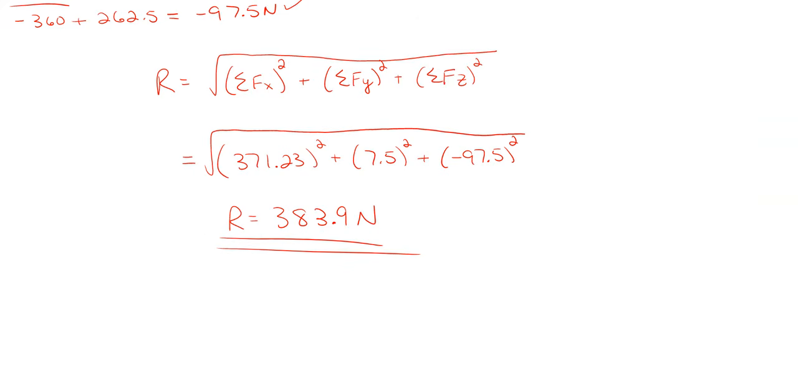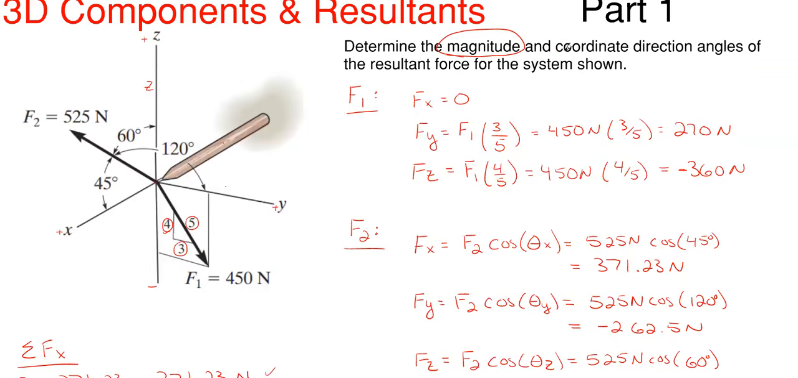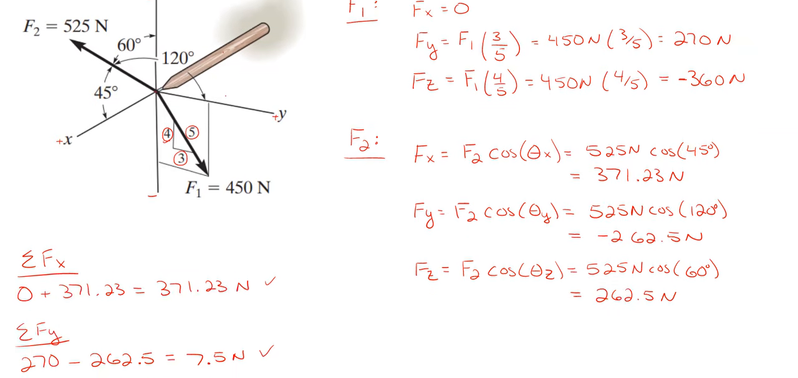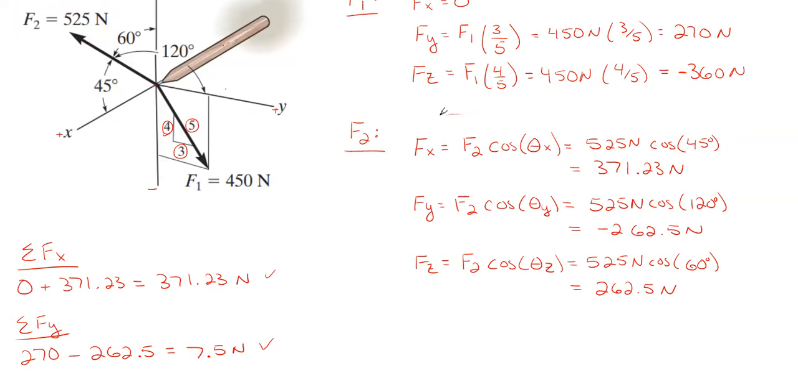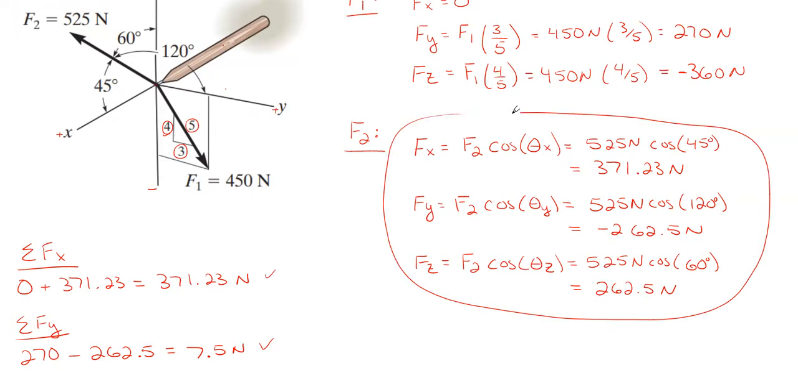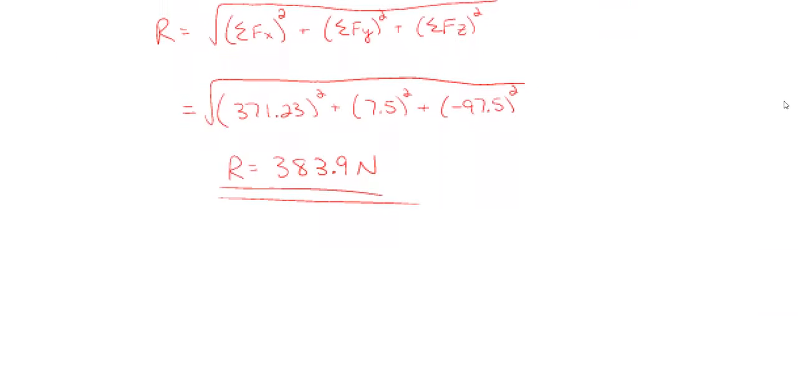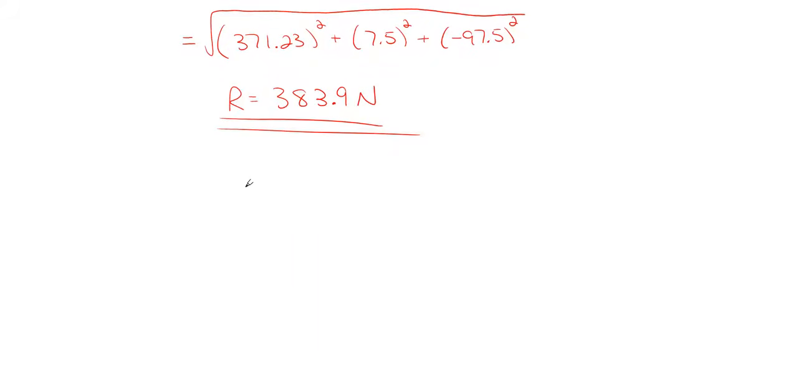Now, we also have to locate this resultant with its coordinate direction angles. And what that means is that we need to find the resultant force from the x, y, and z axis. Well, how do we do that? Well, it's very similar to what we just did for F2, but now instead of F2, I have R. And for instance, instead of Fx, I have the summation of Fx. So it's kind of like working in reverse, not really, but the same principle that you got F2's components, but in the backwards direction.